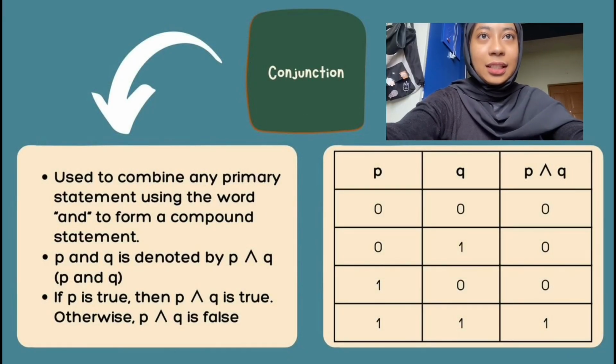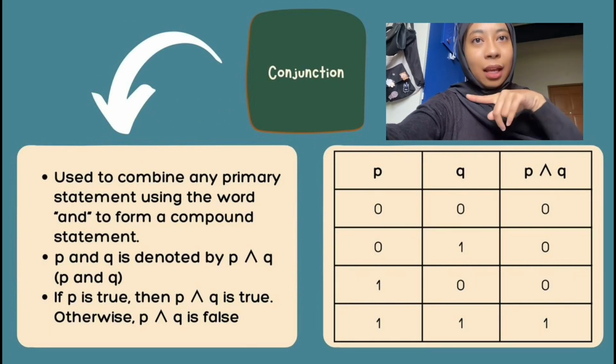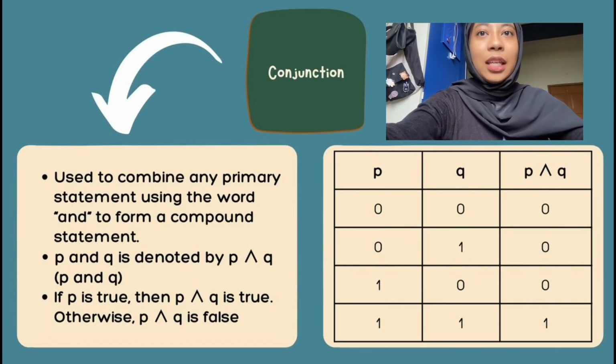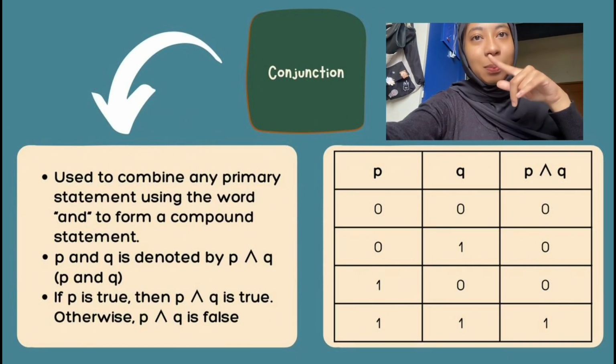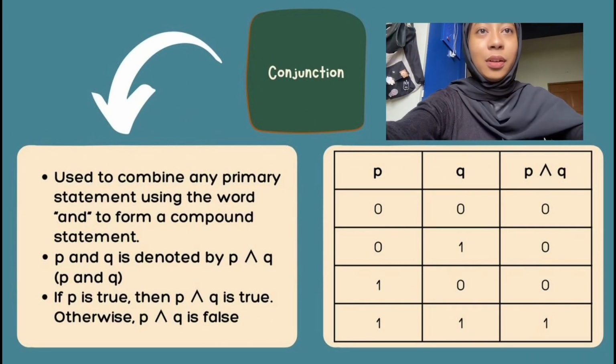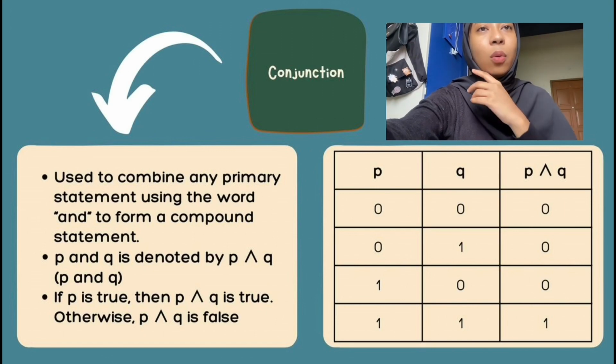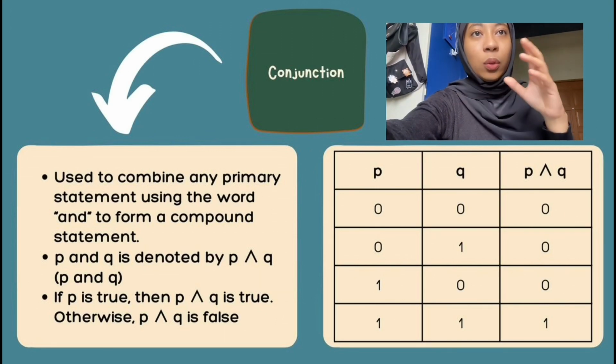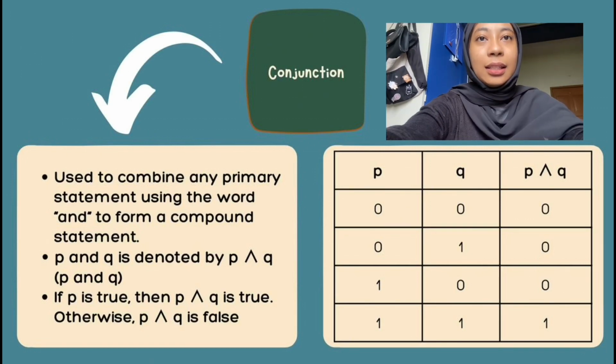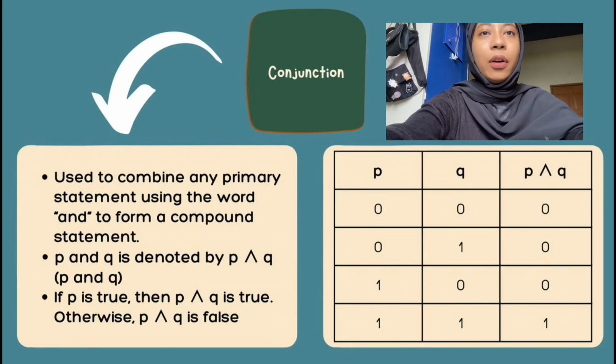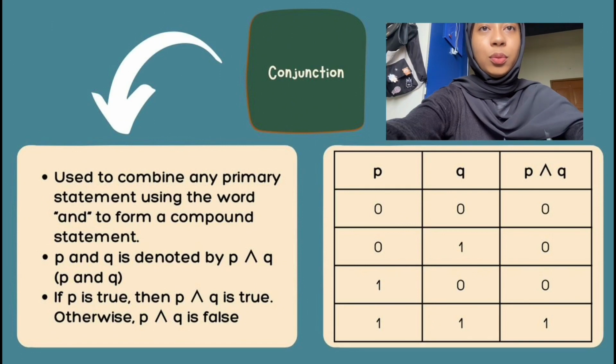Next is conjunction. Conjunction is used to combine any primitive statements using the word and to form a compound statement. P and Q is denoted by P, that symbol, and Q. If P is true, then P and Q is true. Otherwise, P and Q is false. It means, if one of the statements P or Q is false, the statement is false. The statement is true if both of the statements P and Q are true.